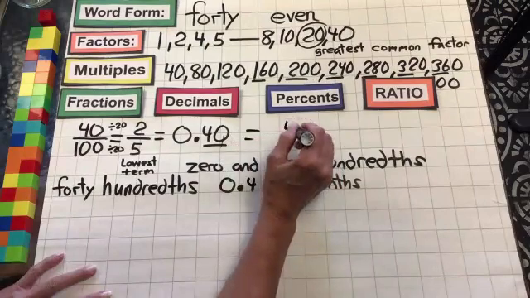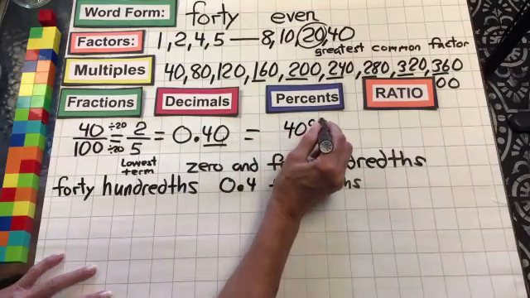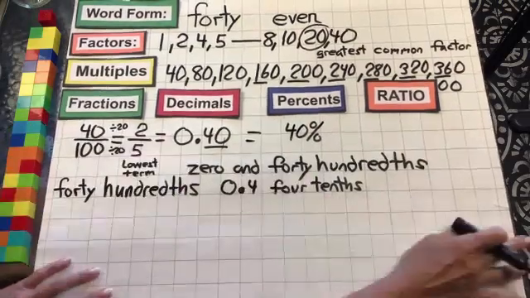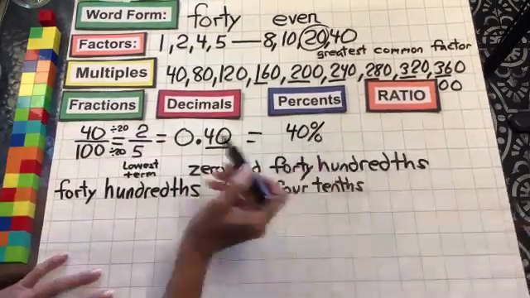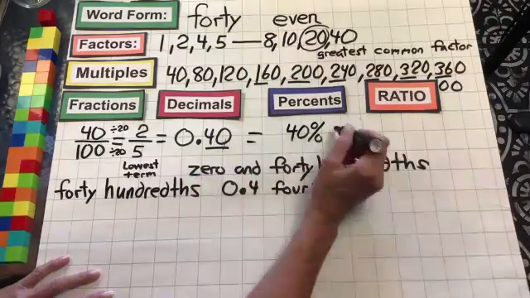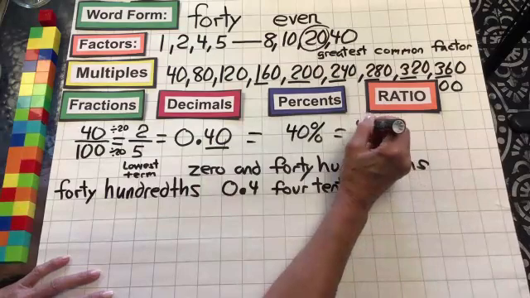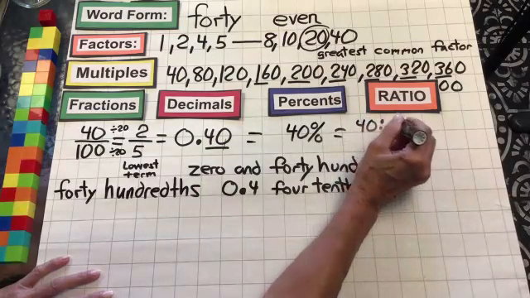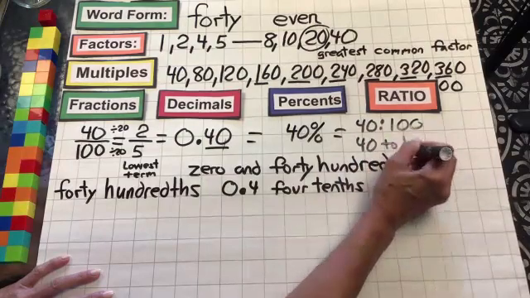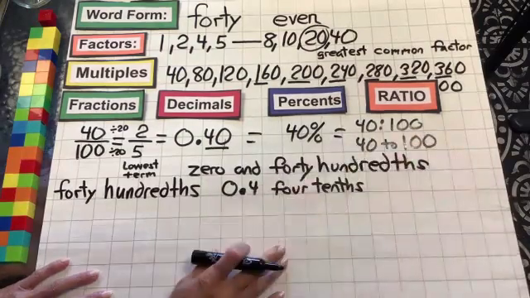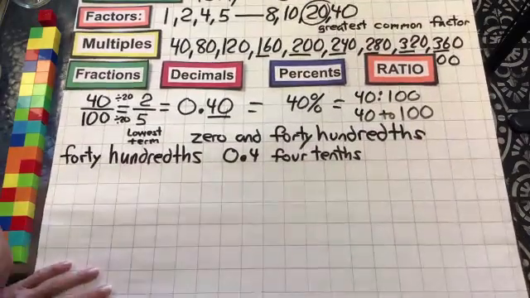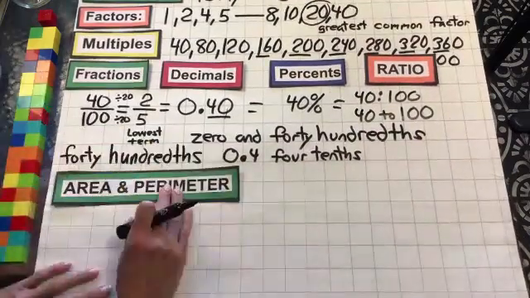And of course, that would represent 40%. So if I walked into a store and the item we were buying was 40% off, we would get 40 cents off of every dollar. Let's move on. Our ratios would look like this: 40:100 or 40:100. All right, let's move on to our next category, area and perimeter.